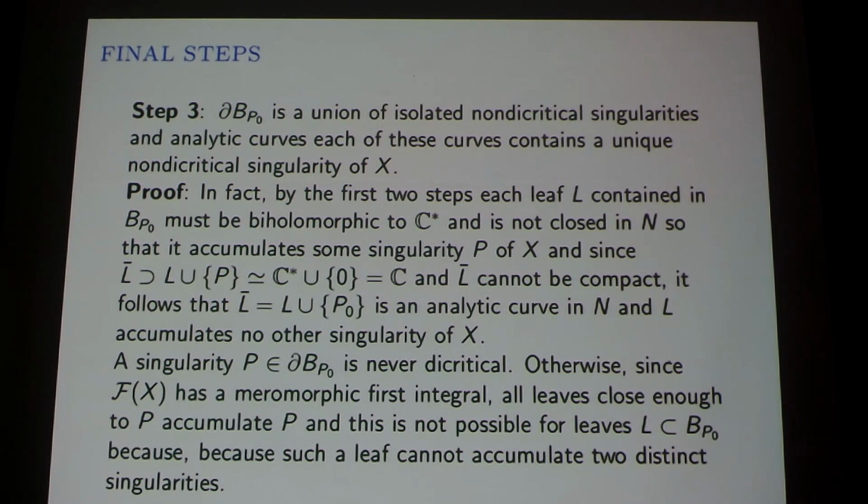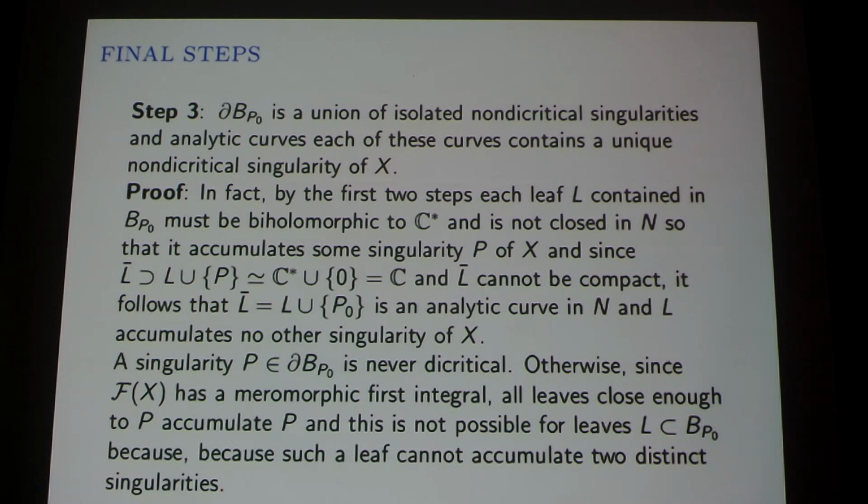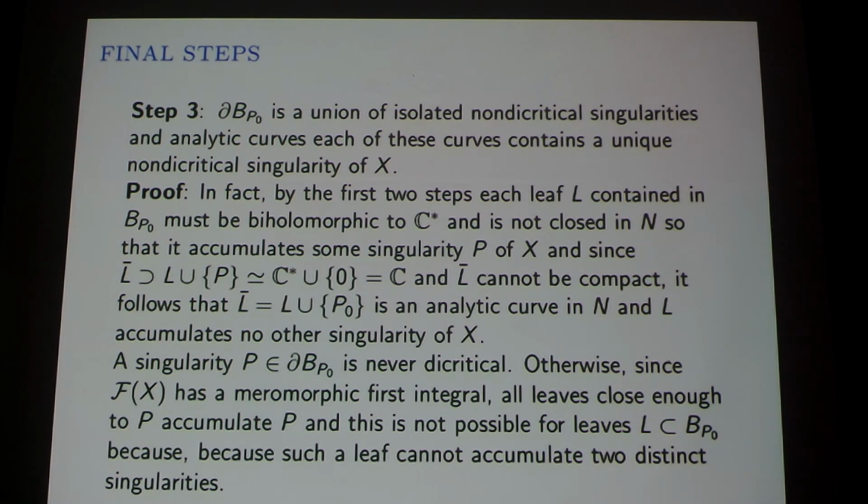Actually, if the singularity is dicritical, then you do the same procedure. You consider the basin of attraction, because it has a holomorphic first integral, and then you have leaves in the boundary which go to a dicritical singularity. And these leaves are approximated by leaves coming from the basin of attraction. So you have leaves in the basin of attraction that go from one singularity, which is dicritical, to another singularity, which is dicritical. So you have leaves that join one singular point and another singular point.